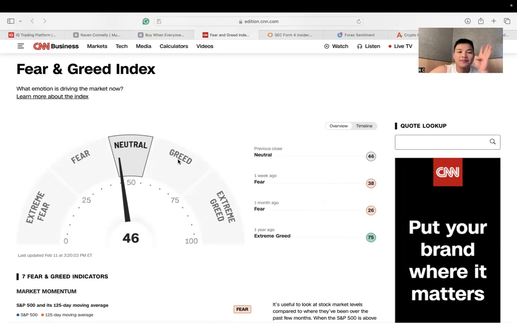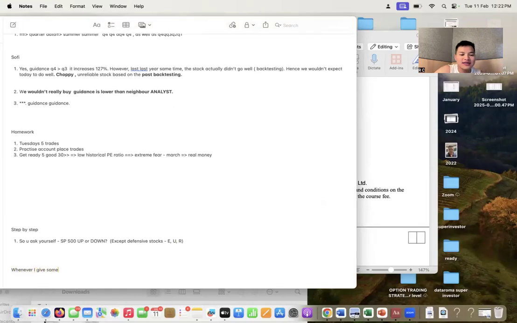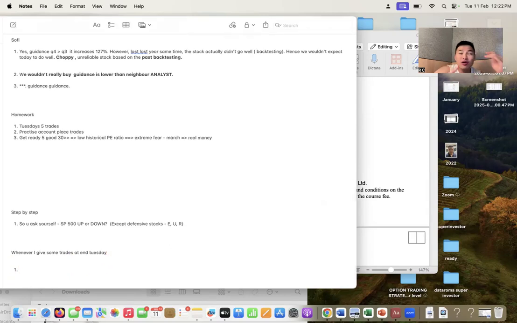What is your analysis? The four analyses that you must do whenever I give some trades at the end of our Tuesday call. I'm just looking through students' homework. A lot of these students are complete beginners, so you can't take complete beginners' ideas as your trade. You've got to do the homework first. And I didn't have time to check all of them.